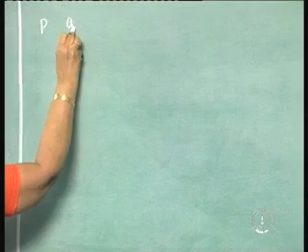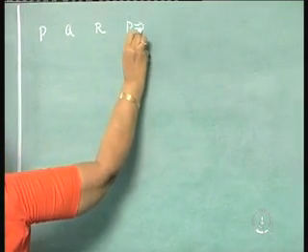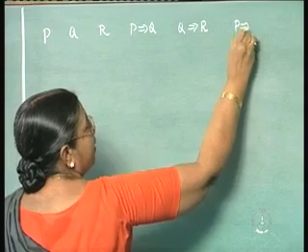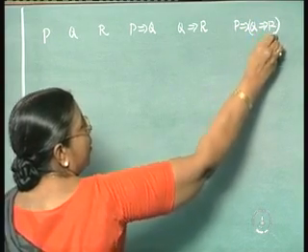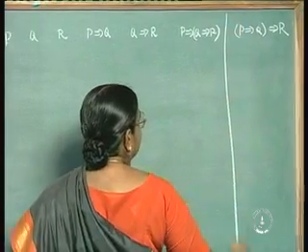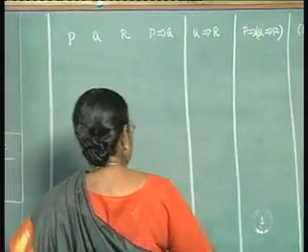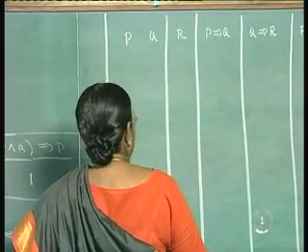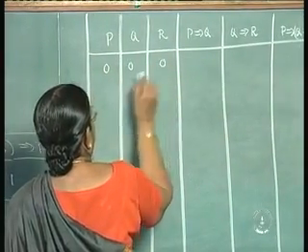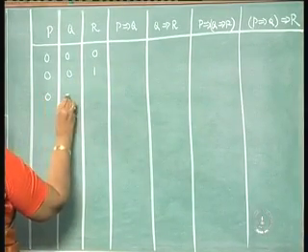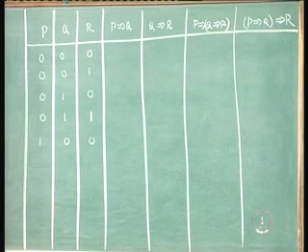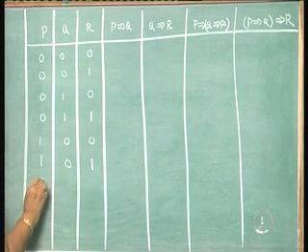P, Q, R, P implies Q, Q implies R, P implies (Q implies R), (P implies Q) implies R. Let us draw the truth table for this and see what happens. So there will be 8 rows giving different values for P, Q and R. We know that 1 stands for truth and 0 stands for false.